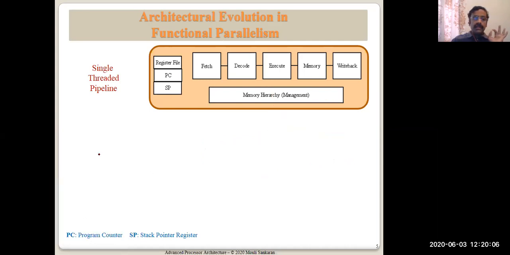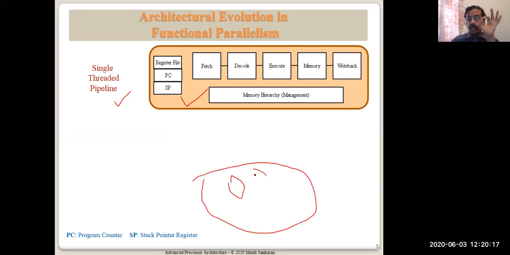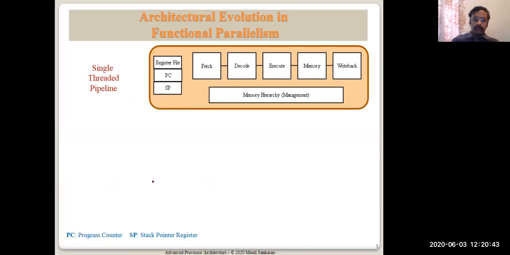Now this is a single threaded pipeline. I can have multiple threads running on this pipeline, no harm, provided I am running an OS which supports multiprocessing. I am using thread and multiprocessing interchangeably, not differentiating them. If the OS supports it, then I can implement it. If the OS does not support it, I cannot have multiple processes running on a chip. We need the support of the OS. And I'm sure you know the reason, which I explained in the OS course.